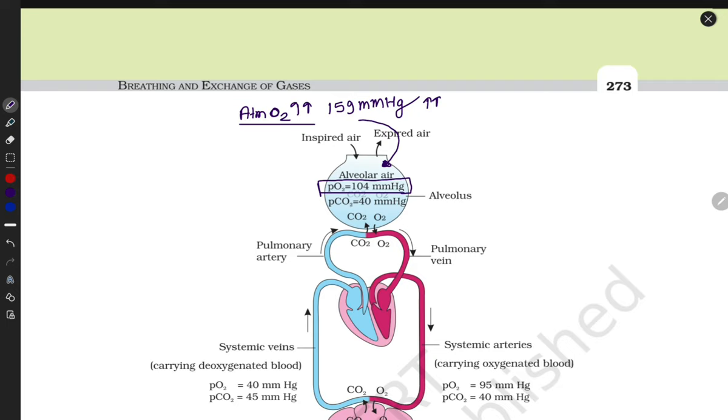What do you expect now? From where to where will oxygen move? Of course, this is the large value and this is the smaller value, so the oxygen molecule moves from outside to inside. And here is the partial pressure of oxygen in the alveoli. Now this term is about oxygen transport into the pulmonary vein.